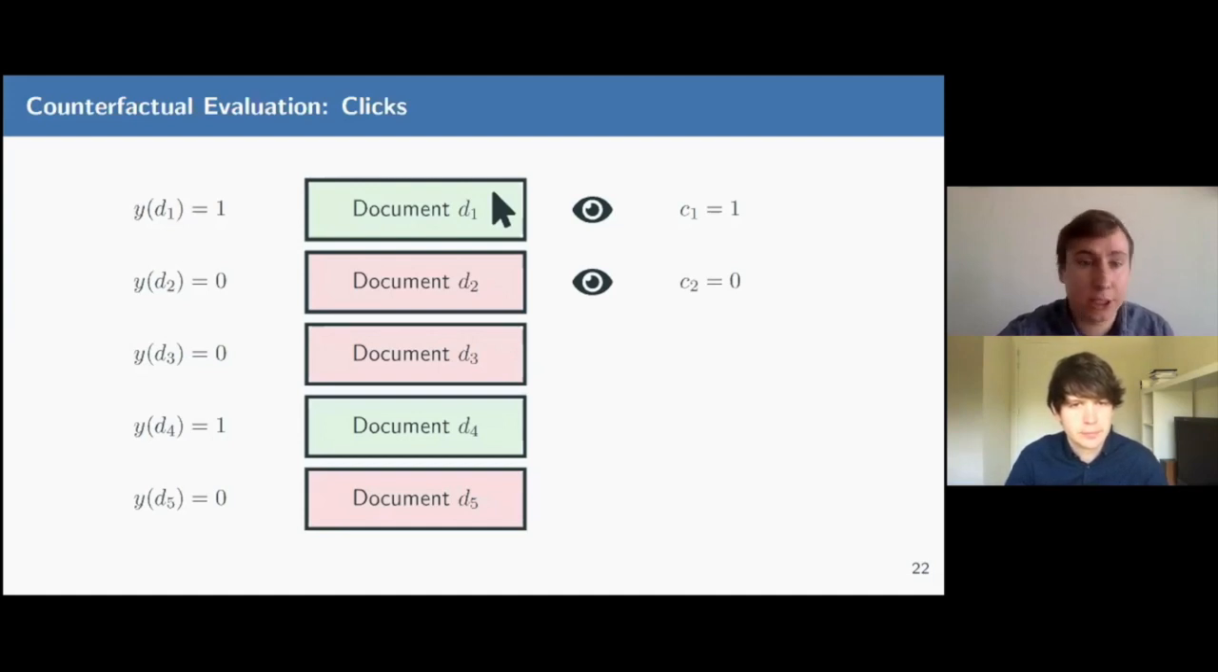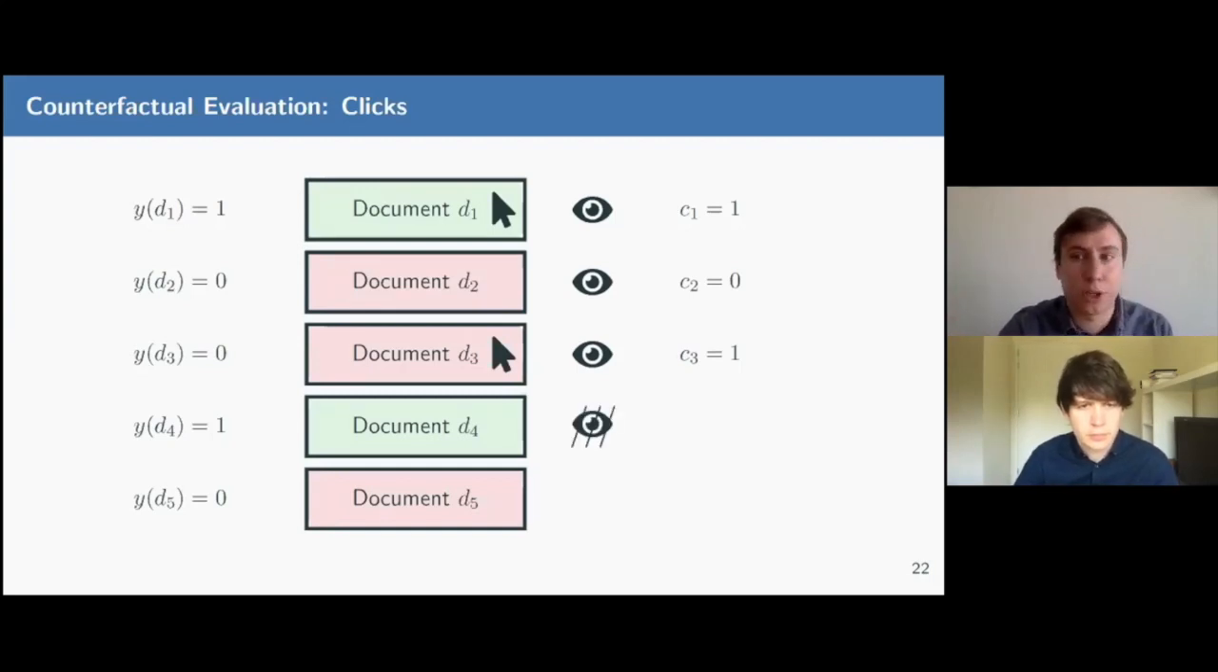Then the user maybe continues to document 3. The user looks at it again, and for some reason, maybe noise, maybe some other reason, the user does decide to click on it. So we do get a click on document 3 for some reason. At this moment, the user may say, oh, I've had enough, I'm going to do something else, and quits the search session. So the user will not observe document D4, and as a result, they will never click on it. And the user will also not observe document D5, and as a result, also not click on it.